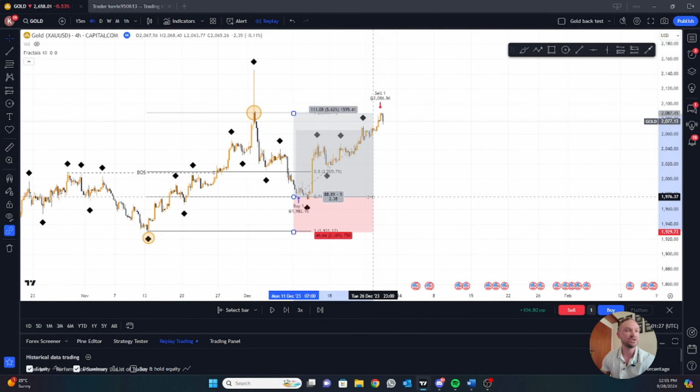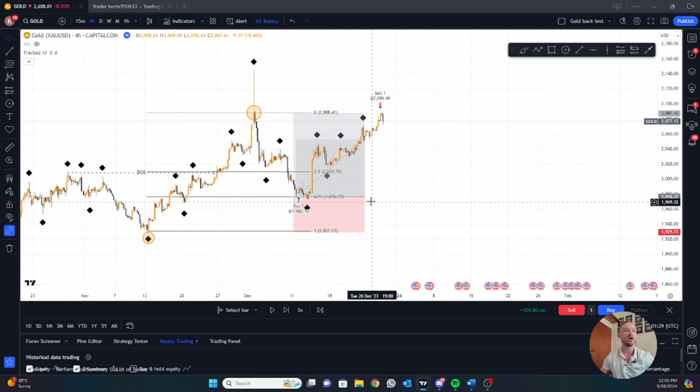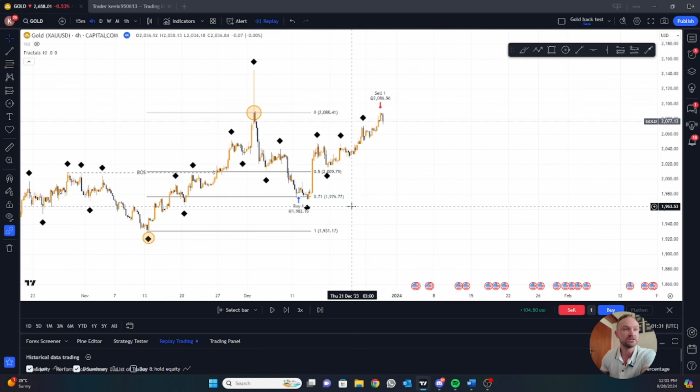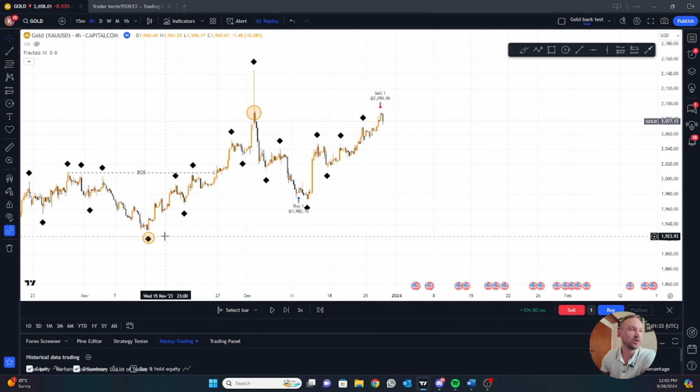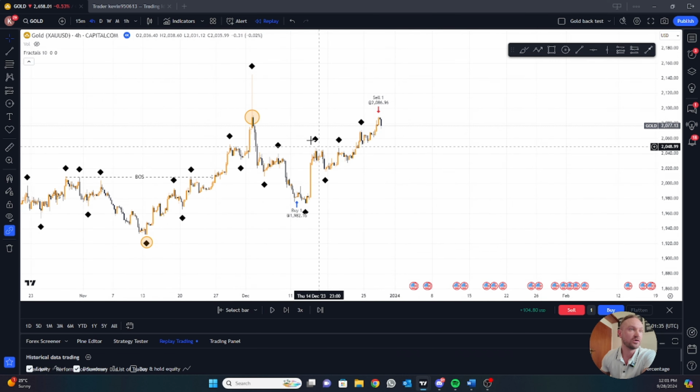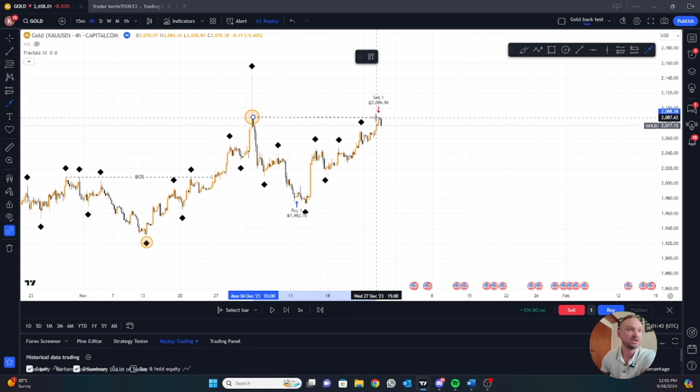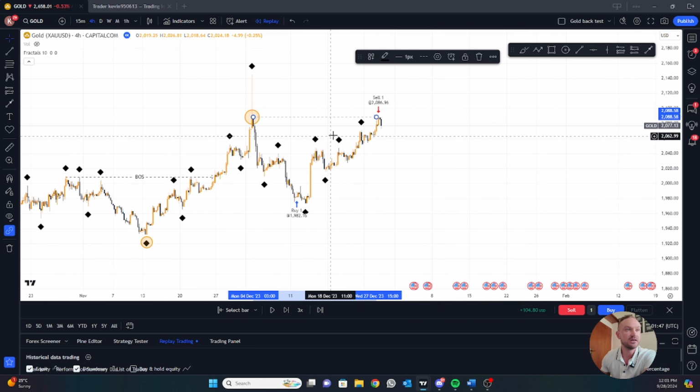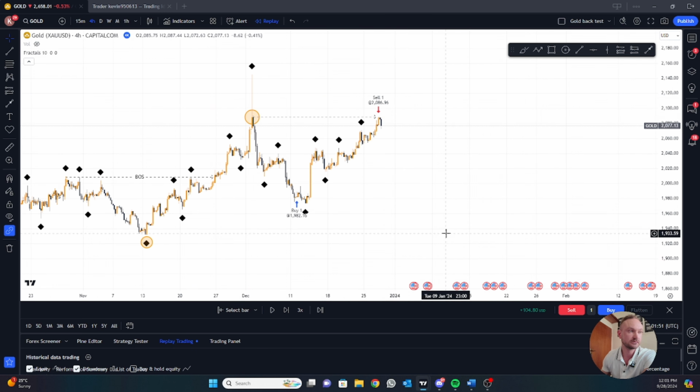Okay, so now that this trade has been completed, we need to look now where our next trading opportunity will be. So we can see that at the moment we didn't break any structure yet. We are just at the top here. So as soon as we move higher than this level, then it will be considered a break of structure.